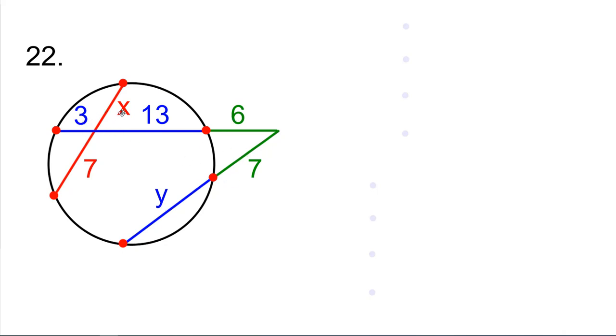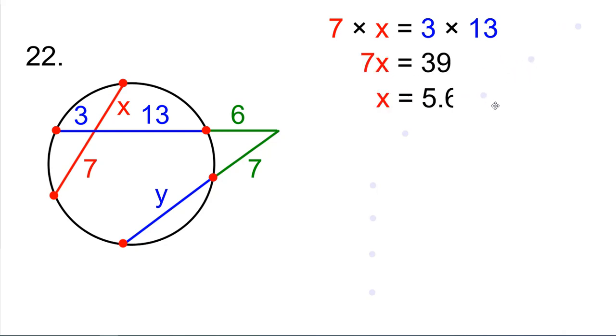So we have 3 times 13 is equal to x times 7. I think I did that backwards, but 7 times x is equal to 3 times 13. That's 7x. And then 39 divided by 7, and we get x is equal to 5.6. Why is there an extra one? That doesn't do anything. I forgot to delete that. Oh, I did lock it though. All right, so x is equal to 5.6.